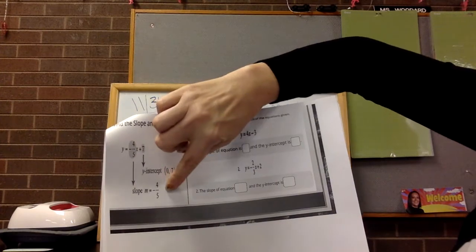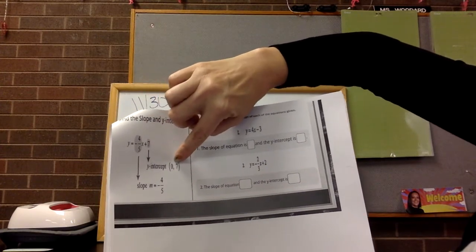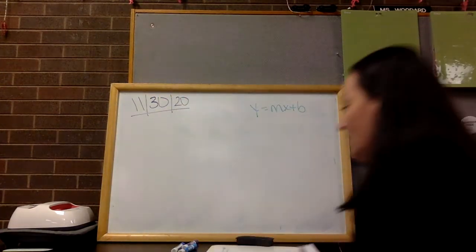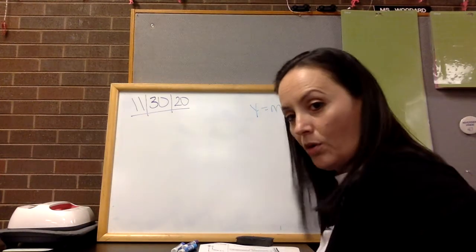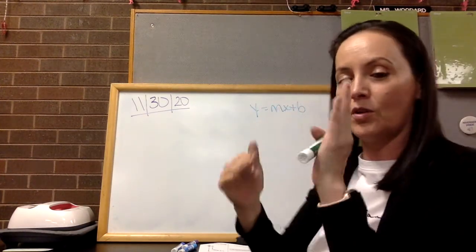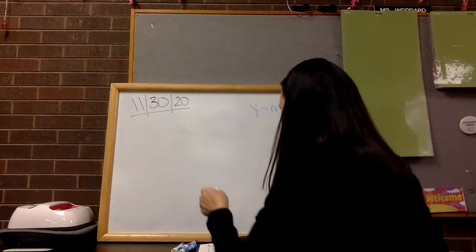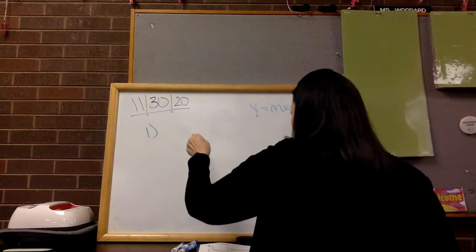So the slope is going to be negative 4/5. So the y-intercept is (0, 7). And we're not just going to write it as 7. You're going to write it as a coordinate, as an ordered pair. So remember when we're graphing these, we're looking at the x-axis and the y-axis. So I want to know where it crosses when you're looking at both of those.